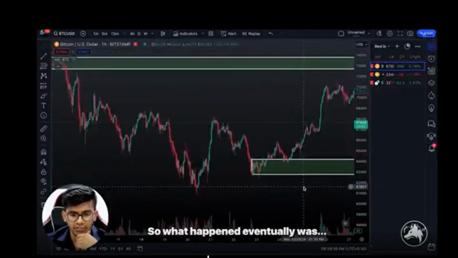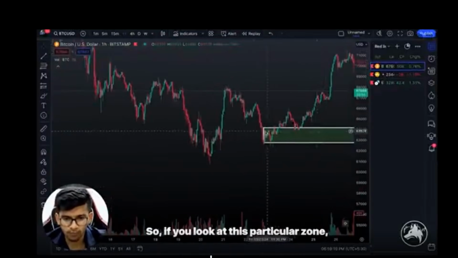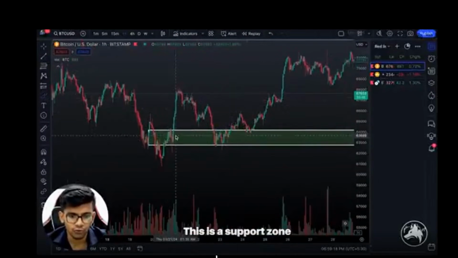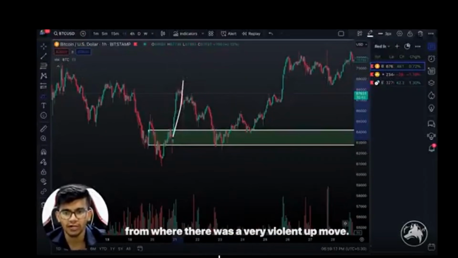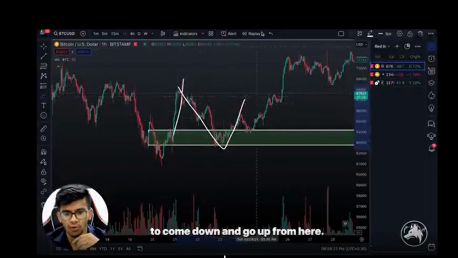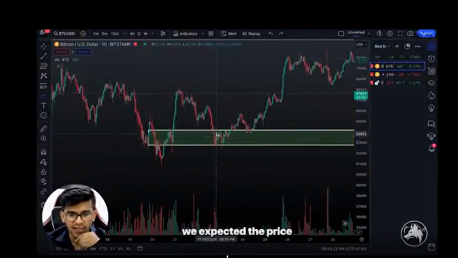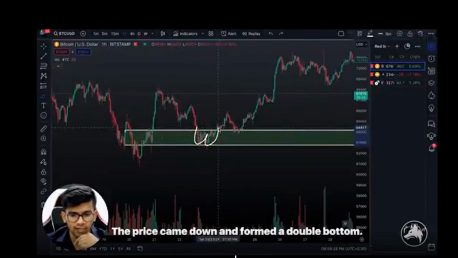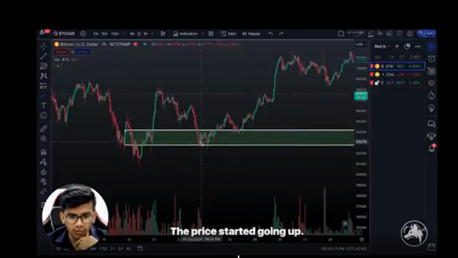So what happened eventually was, if you look at this particular zone, my analysis was very simple. This is a support zone from where there was a very violent up move. So naturally what you would expect is you would expect the price to come down and go up from here. So what we did, we expected the price to come down and go up from here. And then what happened? The price came down and formed a double bottom. The price started going up.